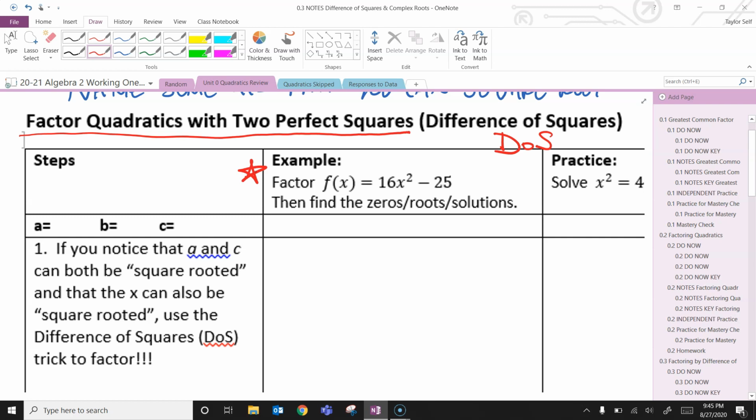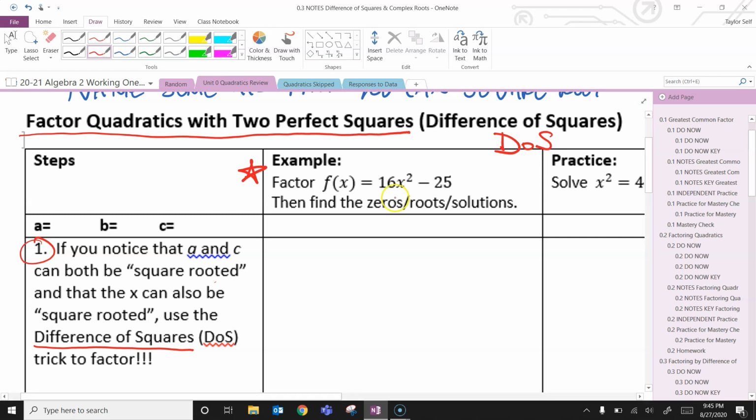Okay, so why are we talking about square rootable numbers? Numbers that we can take the square root of, perfect squares. Because, come over here, if you notice that a and c can both be square rooted, and that the x can also be square rooted, use the difference of squares trick to factor. Okay, so what am I talking about?